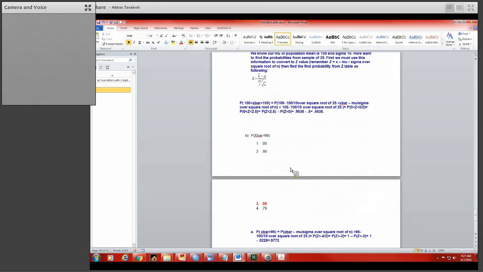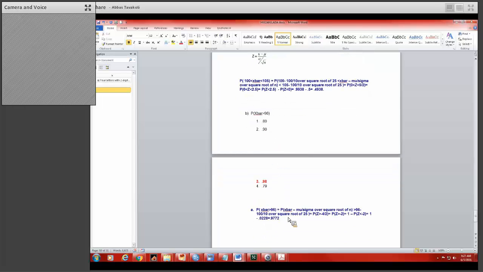And for x bar greater than 96, basically you use x bar minus mu over sigma over square root of n, to convert to z, you get probability z greater than 2. Then you subtract from 1 to get the left area, and it would be 0.772 or 0.98.